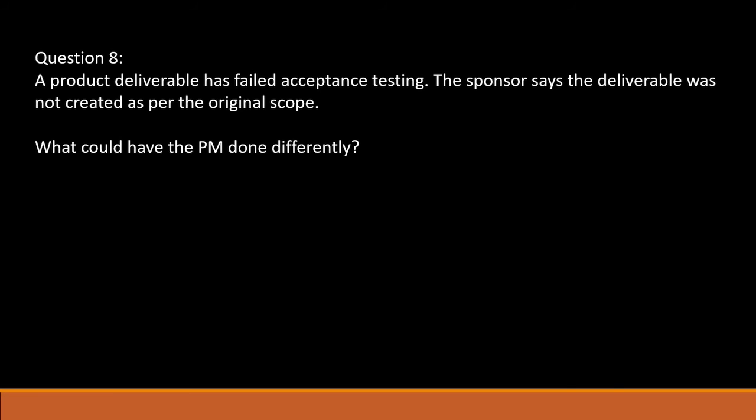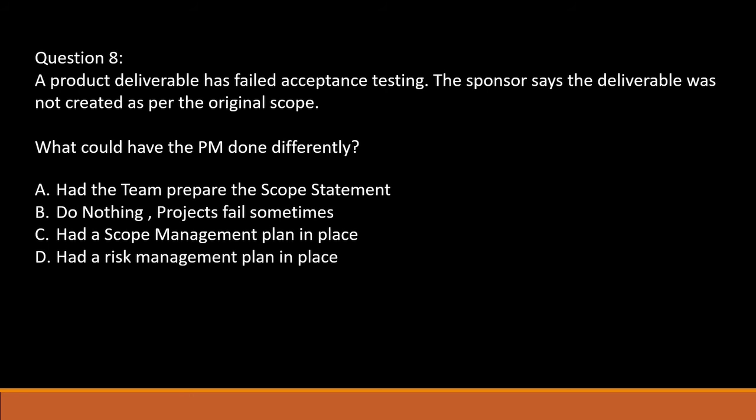A product deliverable has failed acceptance testing. The sponsor says that the deliverable was not created as per the original scope. What could the PM have done differently? The options are: A. Had the team prepare the scope statement. Option B, do nothing, projects fail sometimes. Option C, had a scope management plan in place. Option D, had a risk management plan in place. Take your time, read the question again, and try to come up with the right answer.